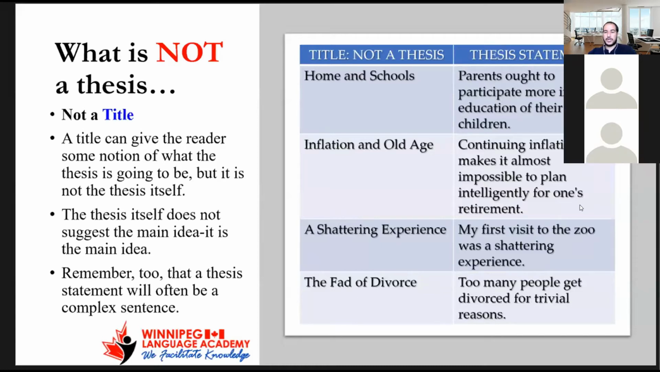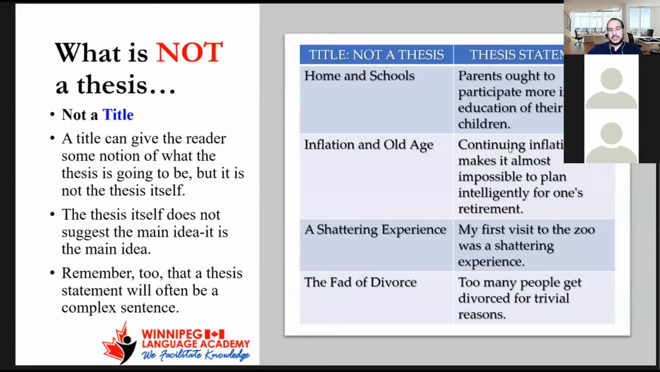Please, Doctor. Go ahead. The third point is not clear for me. The thesis itself doesn't suggest the main idea. It is the main idea itself. What's the difference? Okay. I'll explain this right away.